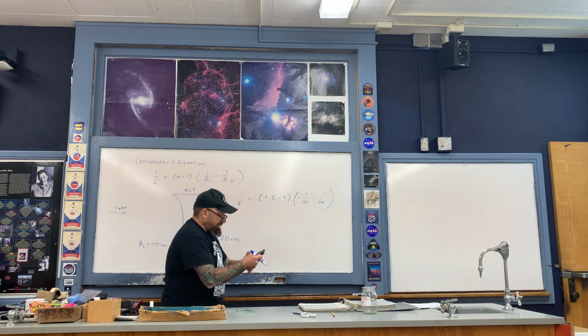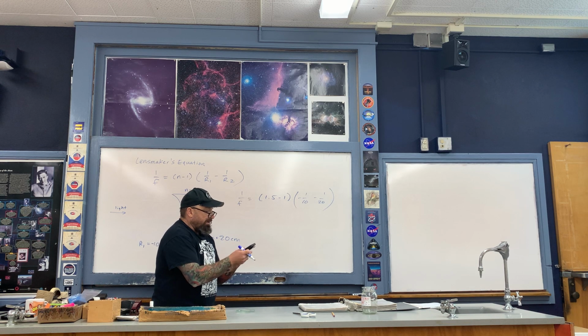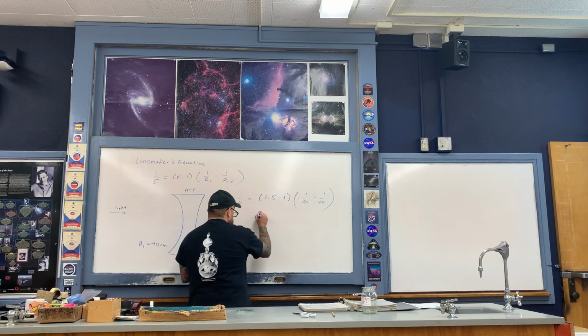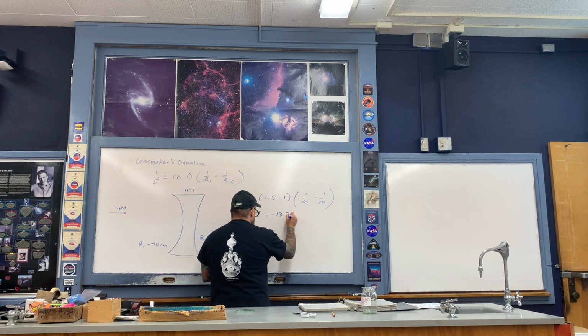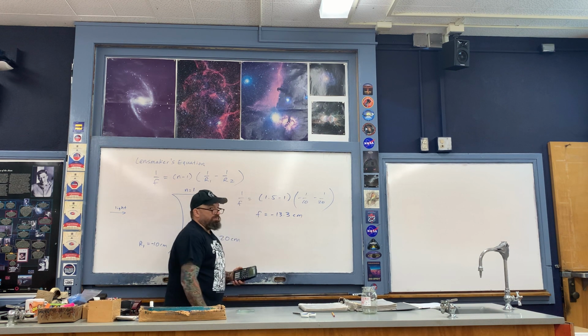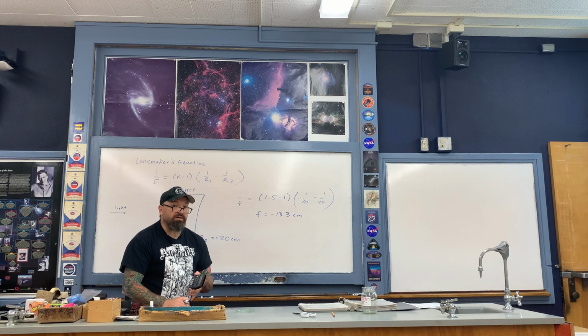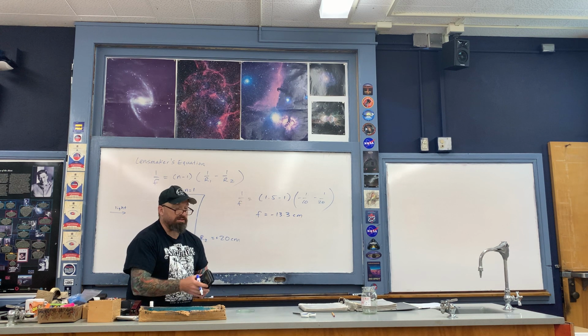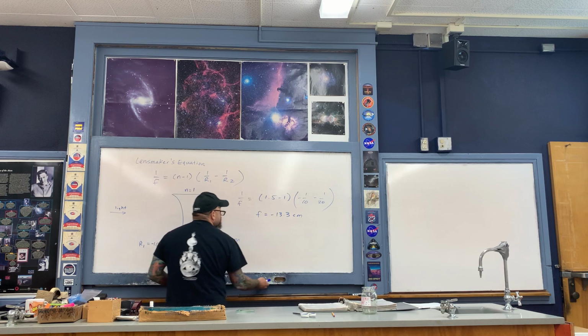Multiply that then by a half. And then lastly, take the reciprocal here to get the focal length. Okay, and when I do, it ends up being negative 13.3 centimeters. So the negative focal length here indicates that it's a diverging lens. Okay, now do the problem backwards.